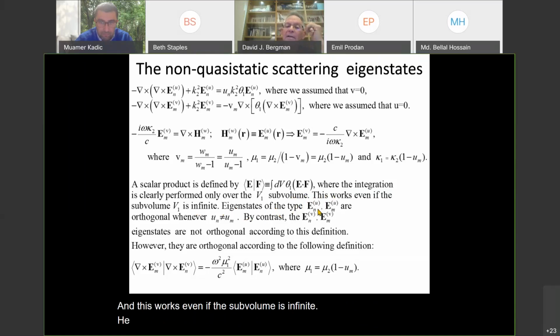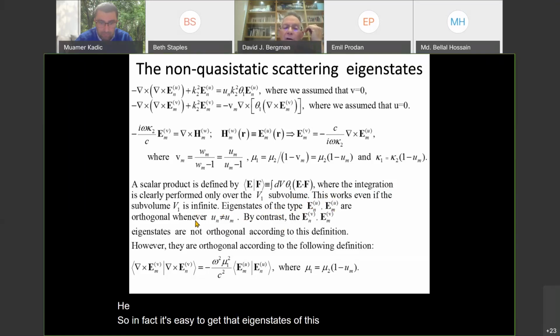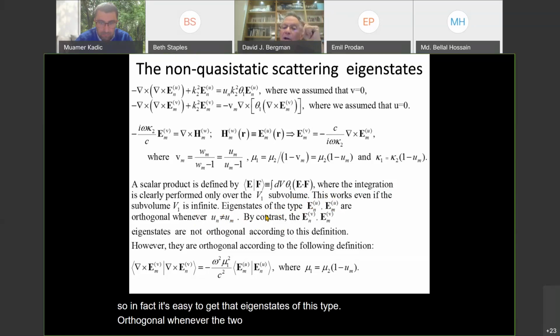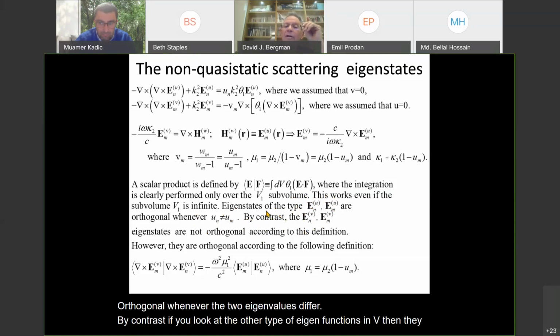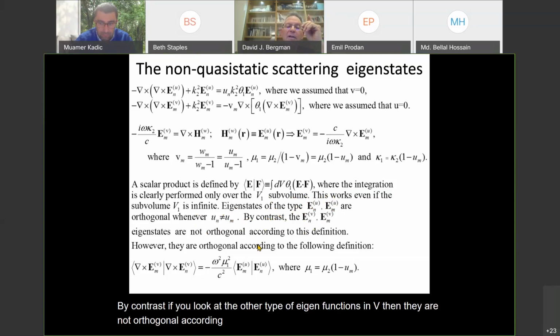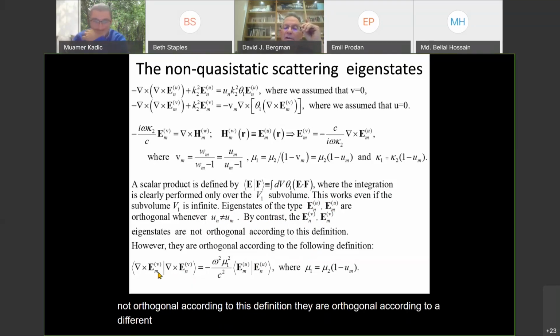So in fact, it's easy to show that eigenstates of this type are orthogonal whenever the two eigenvalues differ. By contrast, if you look at the other type of eigenfunctions, E and V, then they are not orthogonal according to this definition. They are orthogonal according to a different definition. This has to be the definition.